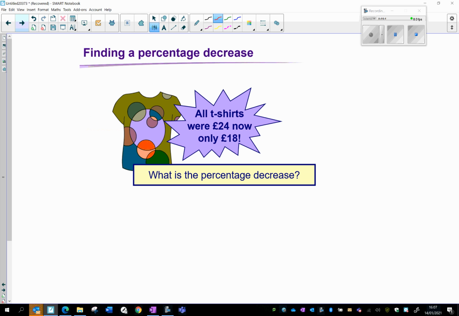Okay, let's have a look at another one. Here we have a t-shirt. The t-shirts were £24. They now cost £18. So the percentage decrease, all of these, by the way, the answer is going to be a percentage.